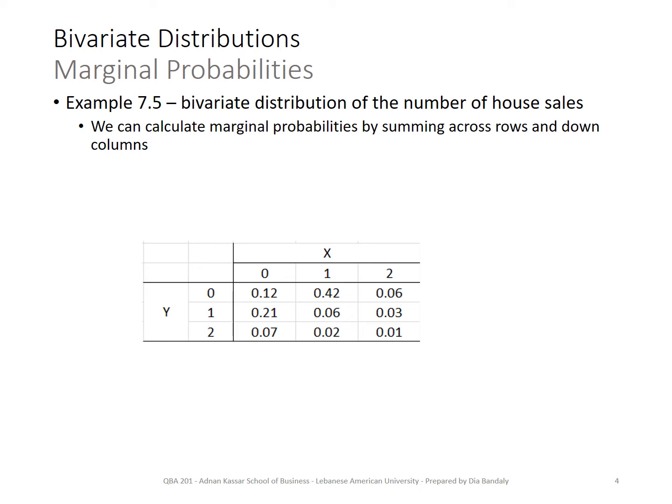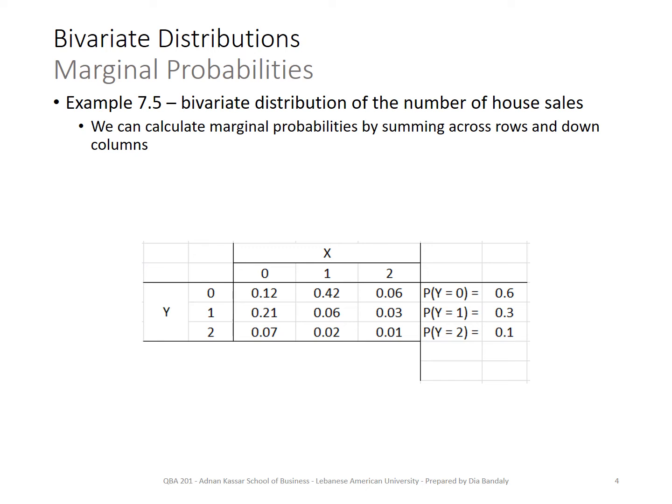Yes, we can do that. Remember, we've done that before when we discussed the example of the mutual funds, whether they outperform the market or not. So here we go. To find the probability distribution of y, we find the marginal probability, and the same for x. So for y, we find the sum of the rows.